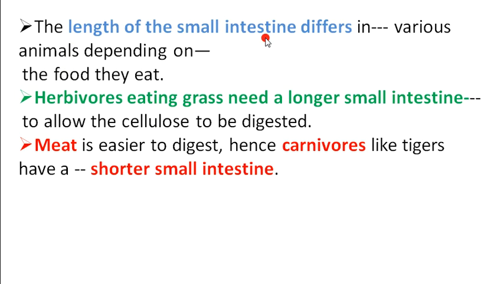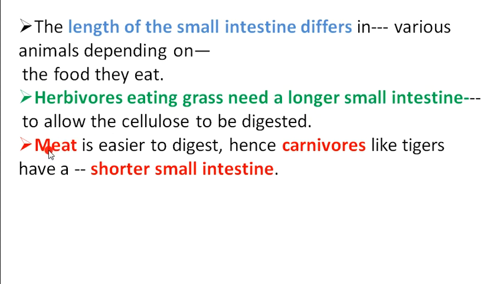The length of the small intestine is different in various animals depending on the food they eat. It is not necessary that the length is the same in all. For example, herbivores, which eat only grass, need a longer small intestine because cellulose is present in grass. Cellulose is a very complex sugar and is hard to digest, so they require a longer small intestine.